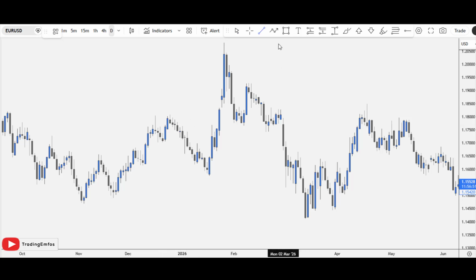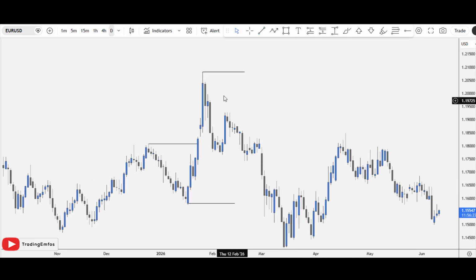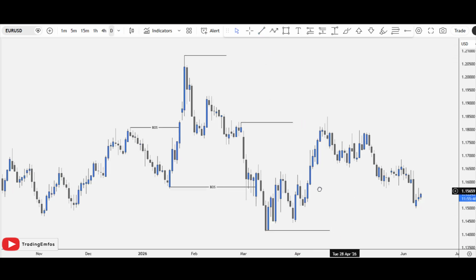First thing you do, you identify your break of structure. You remember our market structure mapping process. The market broke structure over here to the upside, and this becomes our low, and this becomes our high. The market pulled down and broke structure to the downside here, so we'll have a BOS here. Let me just put BOS. This is the BOS over here. So the market pushed down, broke structure to the downside, forming a new high and forming a new low.